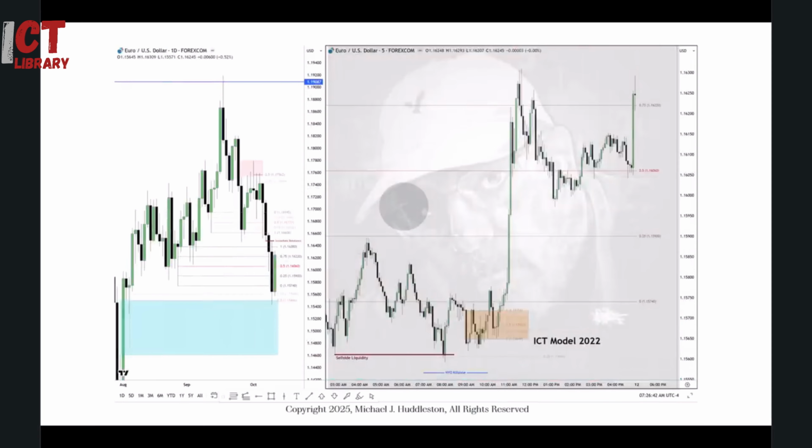Moving on to euro dollar, just pretty much the opposite. We can see their sell side liquidity here. They tapped into that during New York opening kill zone, 7 o'clock to 10 o'clock in the morning Eastern time, always New York local time. We have the ICT model 2022, low, high, 62 to 79% retracement level.